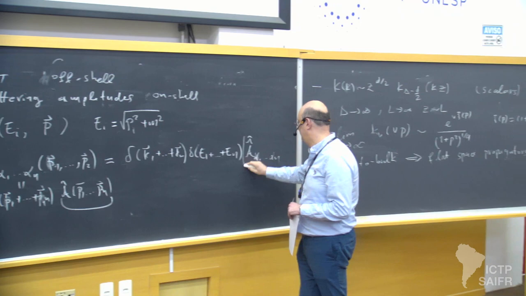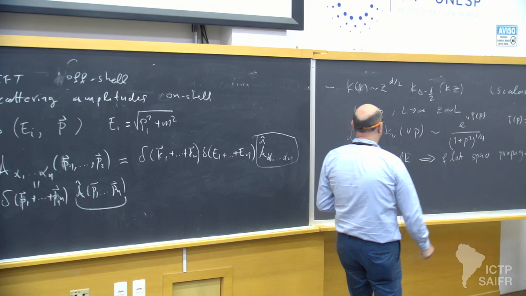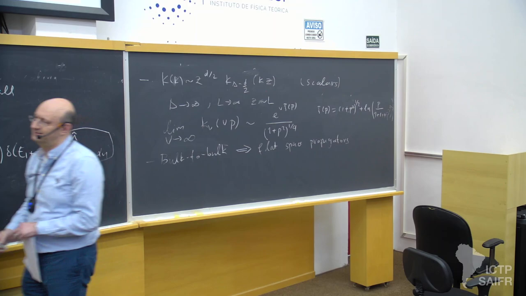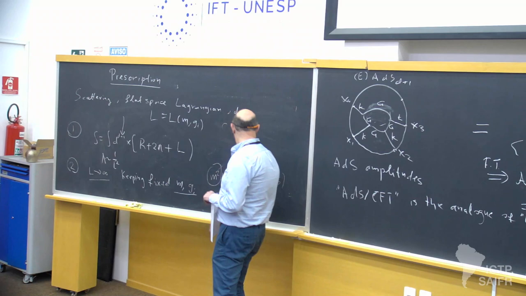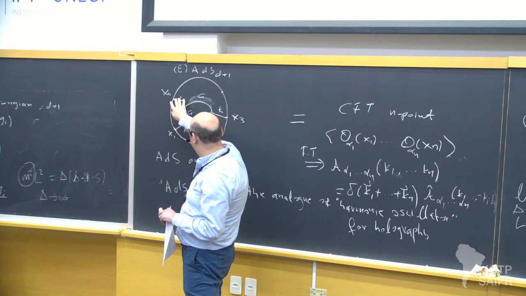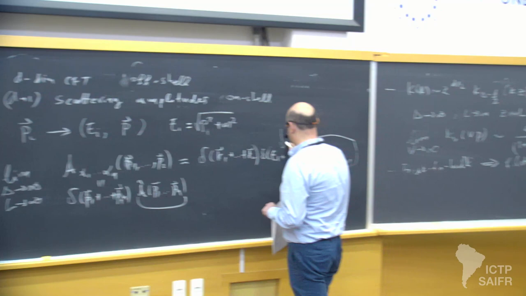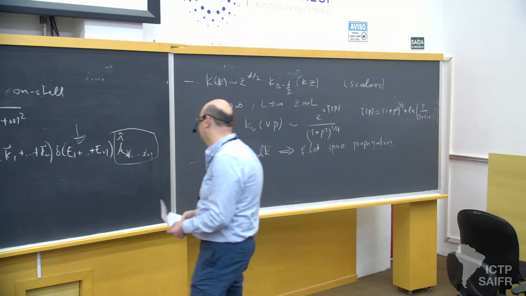Now, precisely because the bulk-to-bulk propagators map to flat space propagators, and we keep fixed all the other couplings, this diagram becomes exactly the same as the flat space diagrams. And the external legs just give rise to this energy-momentum delta function. So almost by construction, this is guaranteed to work.